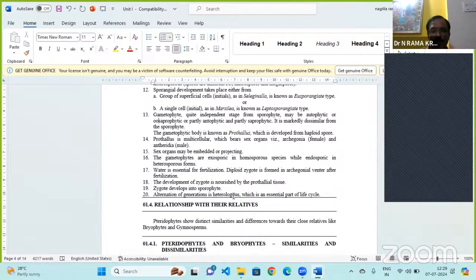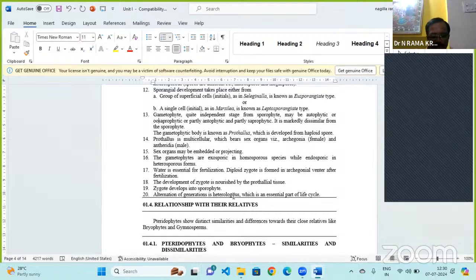This embryo may be endosporic, where the apex of the embryo is directed inwards towards the gametophytic tissues, or exosporic, in which the apex of the embryo is directed towards the neck of the archegonium. Yes, so the embryo denotes the future segments of the sporophyte. This embryo goes to the next generation. The embryo is the initial part of the sporophytic generation.